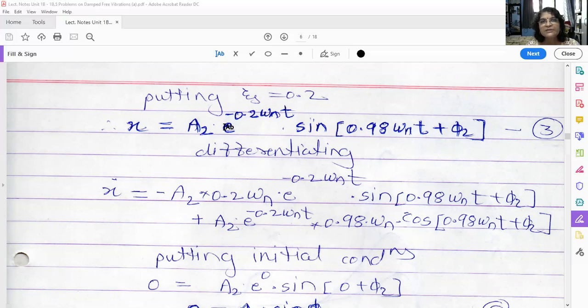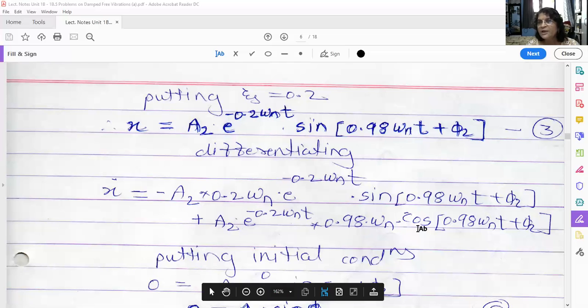So it is a minus sign. So that's why here we have written minus sign. So minus A2 into 0.2 omega n into e raised to minus 0.2 omega n t. Okay. Into sine term as it is. Okay. So this we have written as it is, the sine term. Plus A2 as it is because constant. Okay. This term as it is, e raised to minus 0.2 omega n t into differentiation of sine. So differentiation of sine is cos, and differentiation of this coefficient is 0.98 omega n. So here we have written 0.98 omega n into cos of 0.98 omega n t plus phi 2. Keep it as it is.